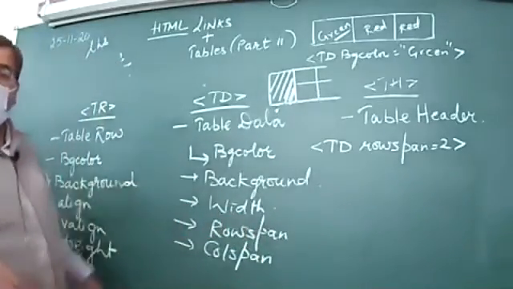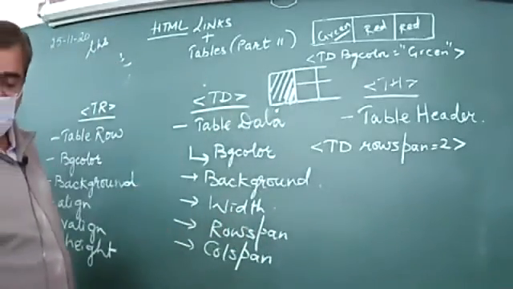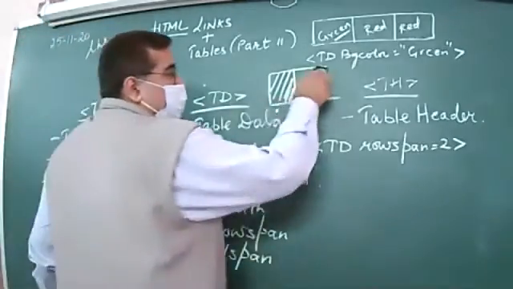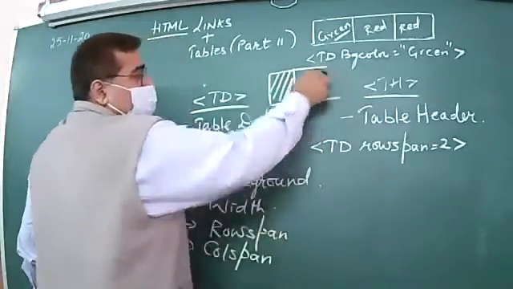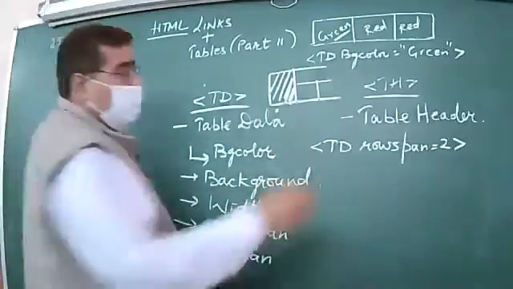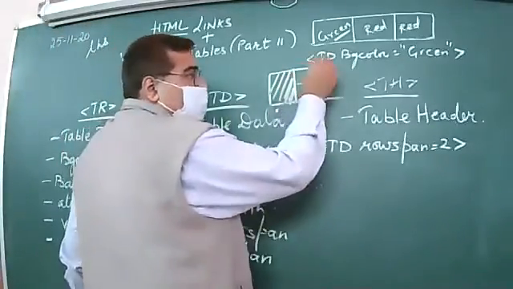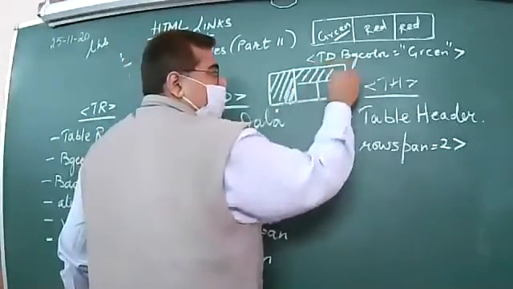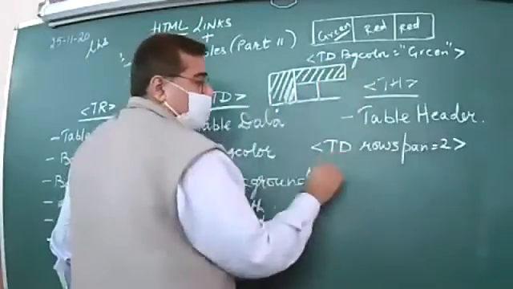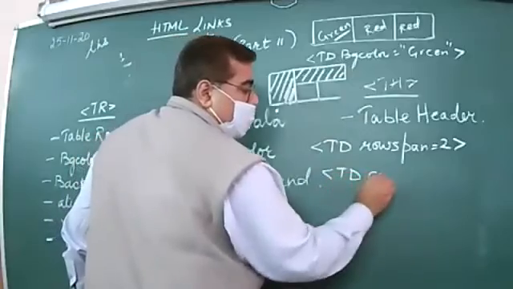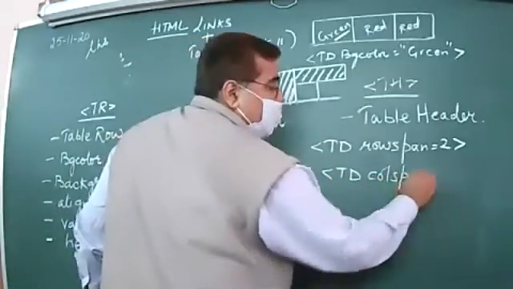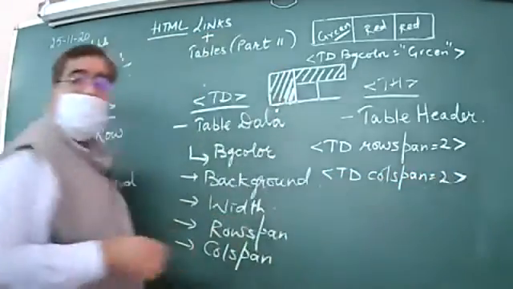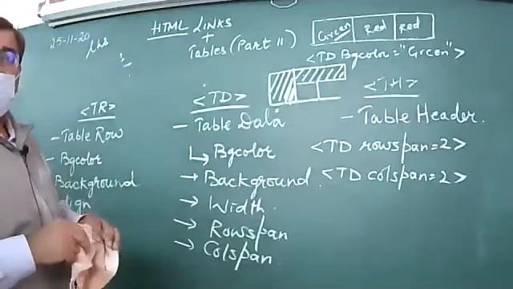On the contrary, col span, spanning of cells across columns. Like I want to combine this cell of the second column and this cell of the third column. So these two get combined and they become one cell. So for this, I'll be writing col span equal to 2. Clear?